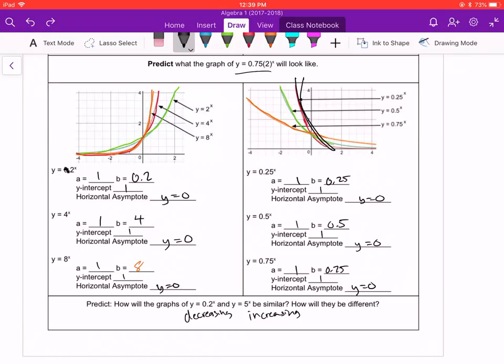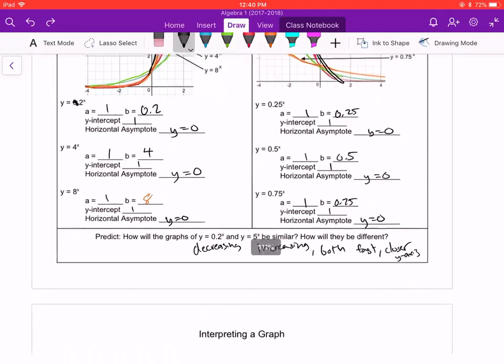But then if it's above 1, if it's increasing, like a 5, the bigger that number is, the more quickly it's increasing as well, okay? So the way they're similar is that they're both increasing or decreasing fast, both pretty fast, closer to the y-axis. Just to picture it, it's going up faster. They're closer to that y line. Here's the y line down the middle, okay? So that's one way to think of it, all right?